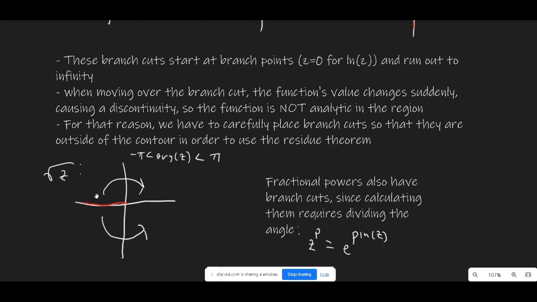Now, fractional powers also have branch cuts since calculating them requires dividing the angle, and this can get very, very hairy. So the way that we make this a little bit easier is we define z to the p, when p is not an integer, as e to the p ln z. So now these fractional powers are in terms of natural log of z, so we can just use the same branch cut for natural log and for fractional powers, right? Otherwise, we would have to deal with multiple branch cuts, which you will soon learn is very, very annoying.